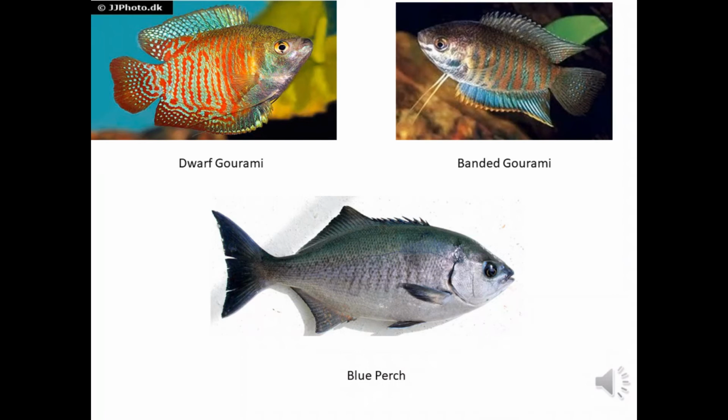And the second is the banded gourami. Banded gourami has a wide variety of colors. Usually it is golden yellow with turquoise stripes, but it can also be red, blue, orange, and many other sparkling colors. It is mostly found in Asia: Pakistan, India, Nepal, Bangladesh, and Upper Myanmar.